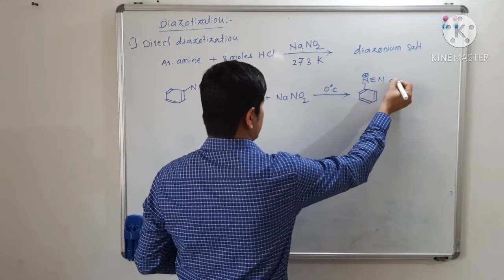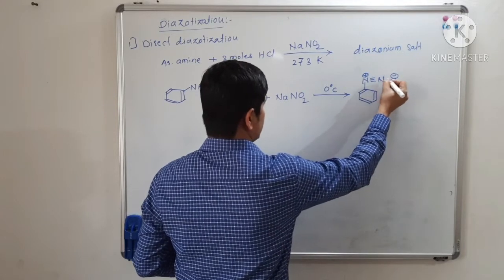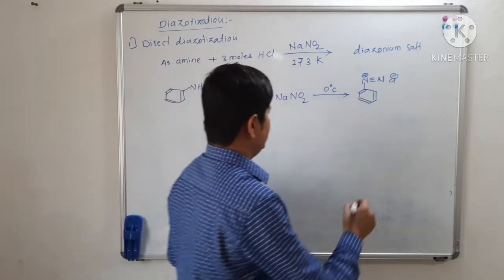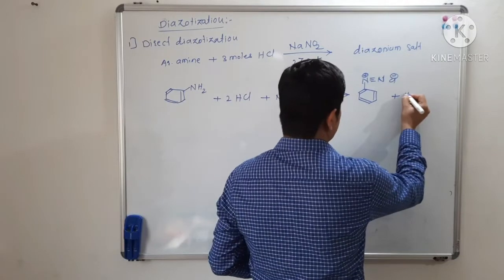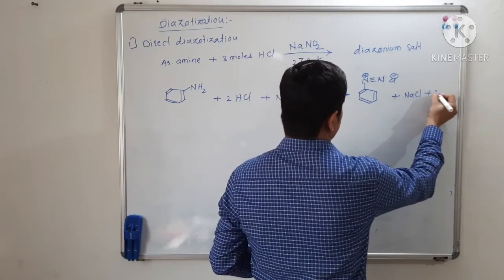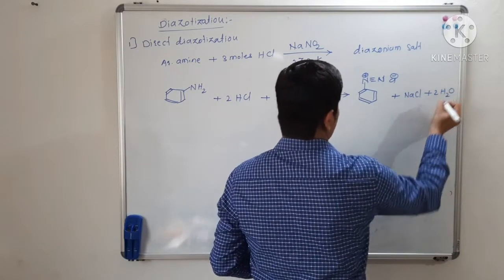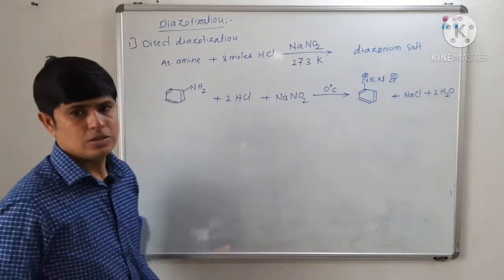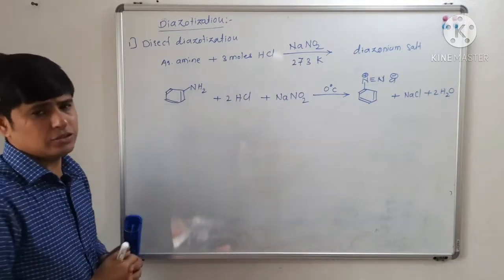There will be a formation of benzene diazonium chloride, and the byproduct will be NaCl plus 2 moles of water molecule. So, this is what? Direct diazotization.